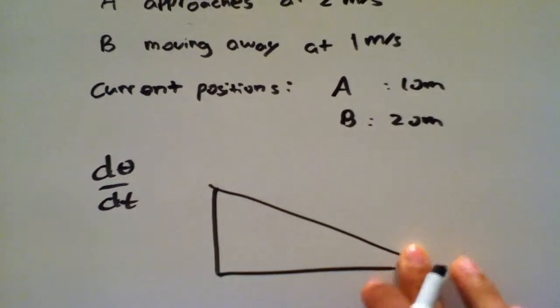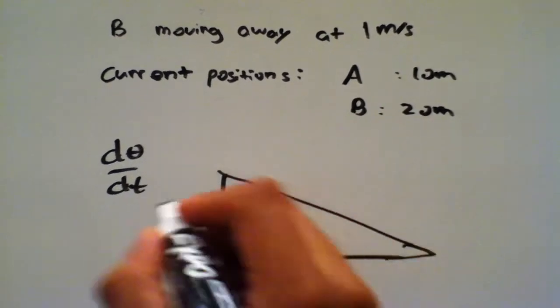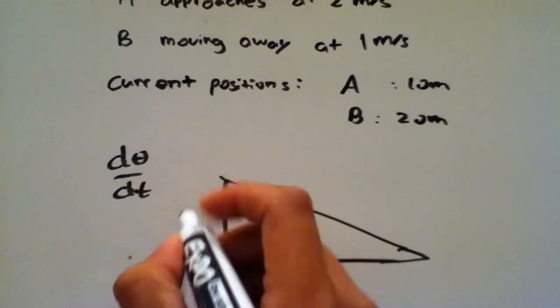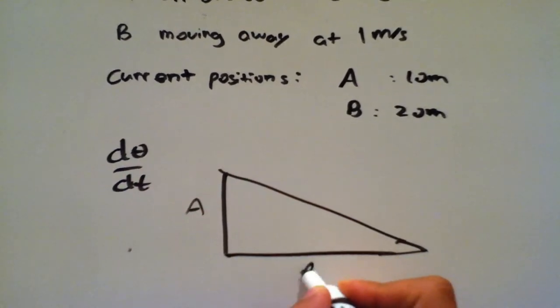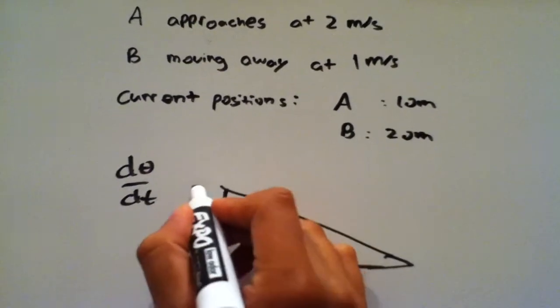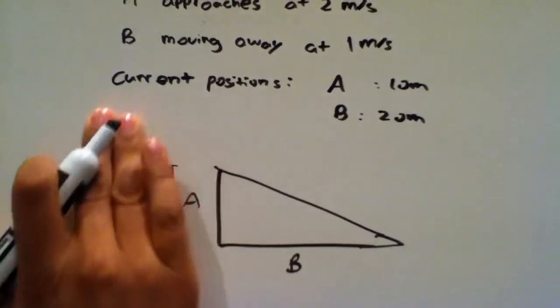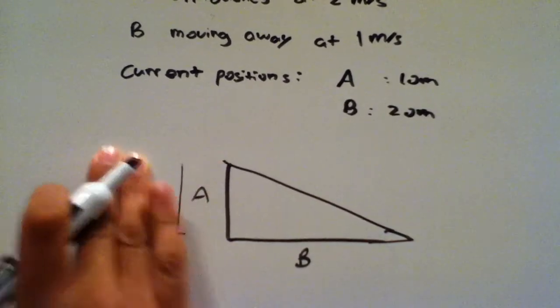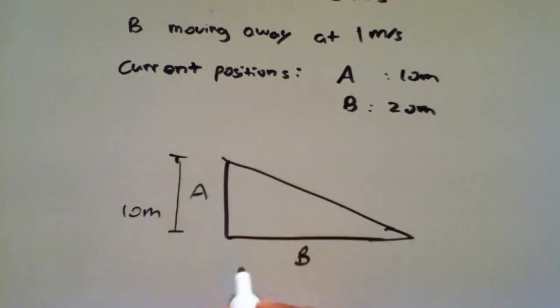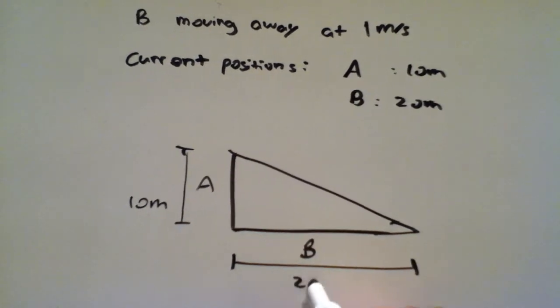So here are the two things. Let's call this segment here A, and this B. And A, from here to here, is 10 meters long. And B, from here to here, is 20 meters long.